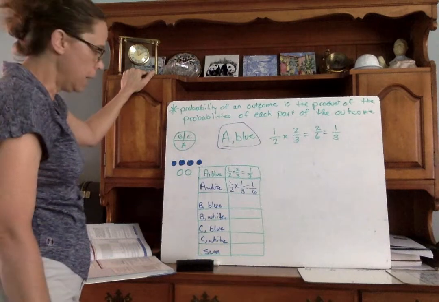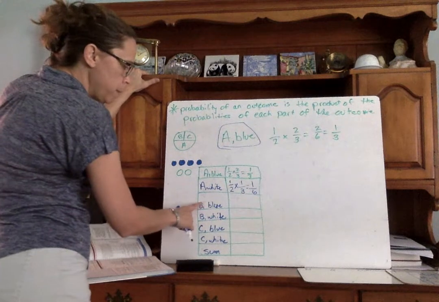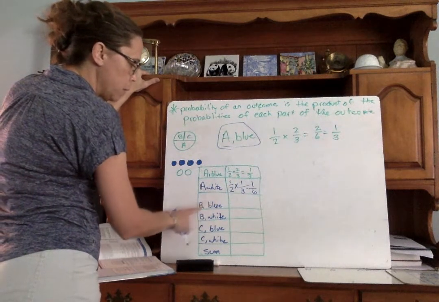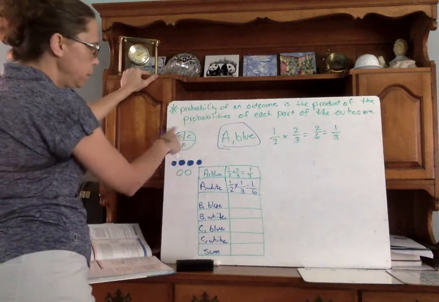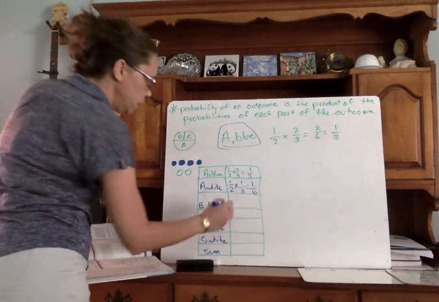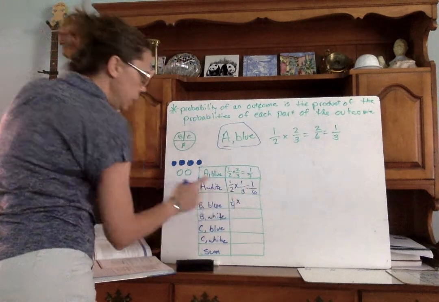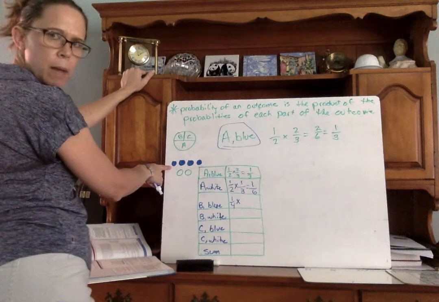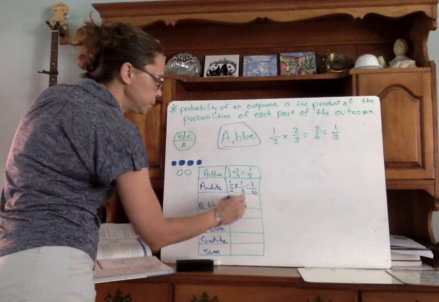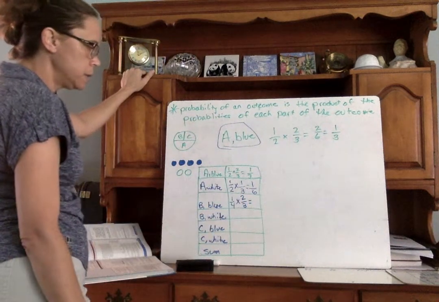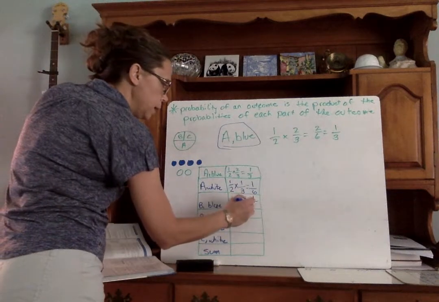I'm going to do one more with you, and then I'm going to have you do the rest on your own. Now the probability that I spin a B and then grab a blue marble. Look at my spinner. The B takes up 1/4 of the spinner. So the probability I spin a B is 1 out of 4, times the probability I grab a blue marble out of the bag, which is 4 out of 6, or 2/3. When I do this multiplication, I get 2 over 12, which is the same thing as 1 out of 6.